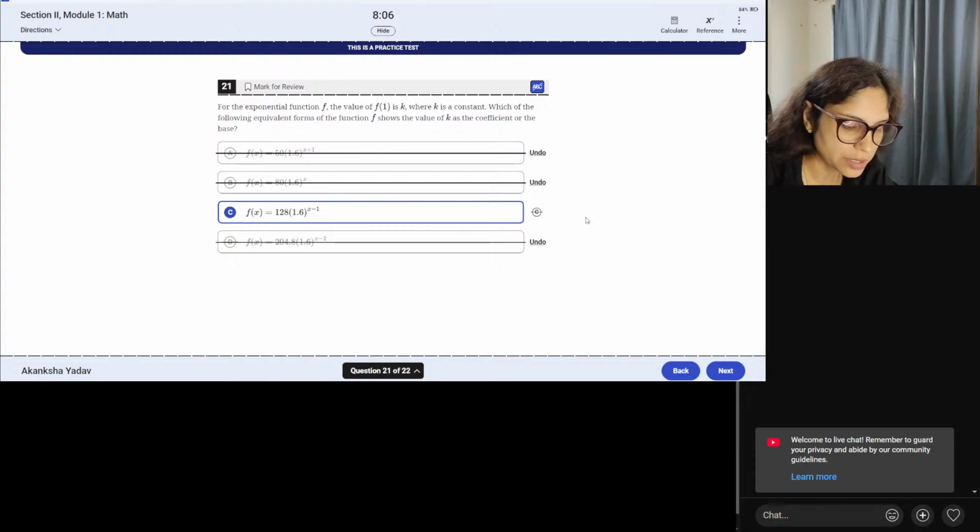Or you can also think of it like this in exponential functions. The coefficient is at the y-intercept when x is equal to 0. But it should be at x is equal to 1. That means you have shifted it to the right by 1. Right by 1 is x minus 1. So 1.6 to the power x minus 1.